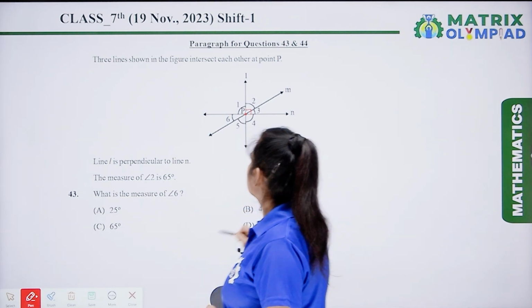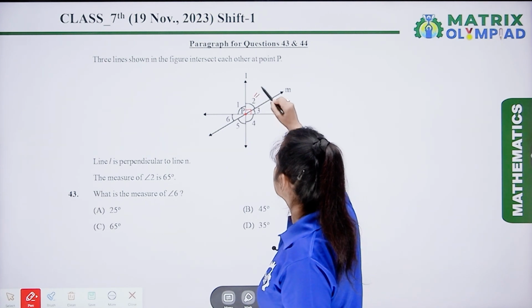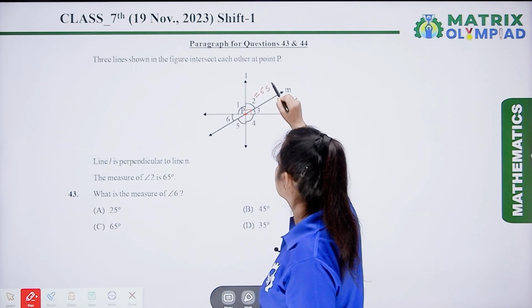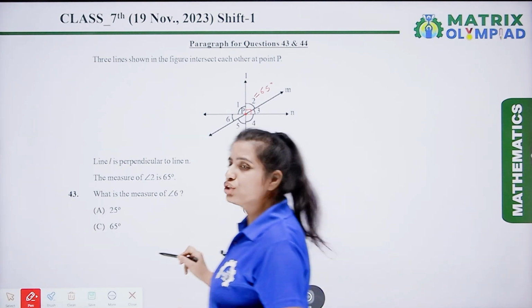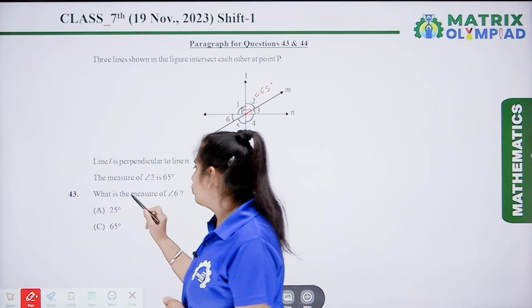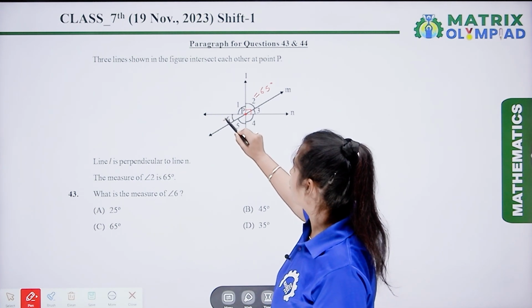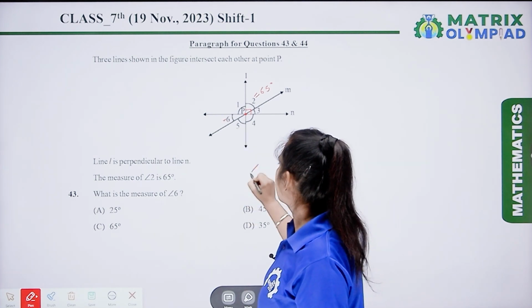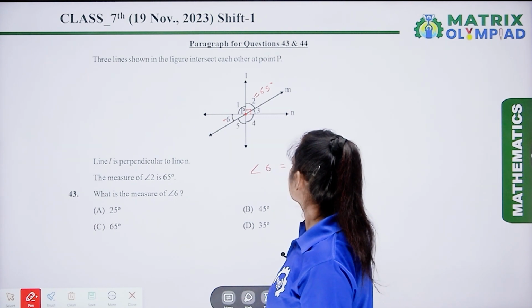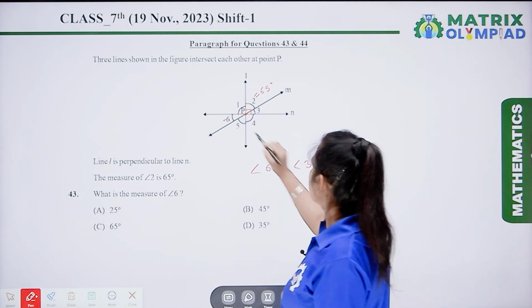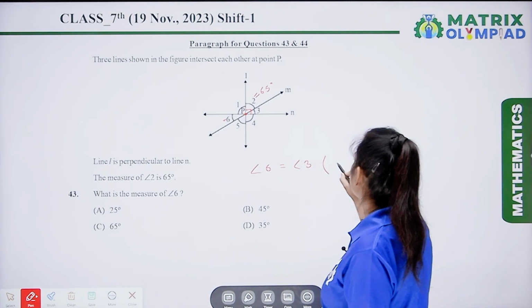Angle 2 is equal to 65. It means this angle is 65 degree. Now the question 43 is, what is the measure of angle 6? So here we have to find out the measure of angle 6. Here angle 6 is equal to angle 3, as these two angles are vertically opposite angles.